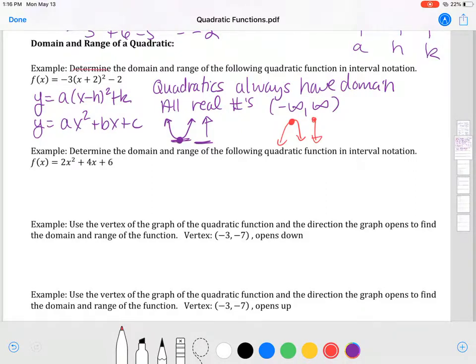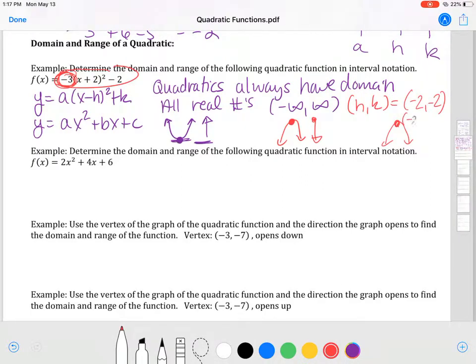So when I look at this problem here, I can see that my h and my k, my vertex, is going to be at -2, -2. And I know that this is going to be concave down because I have a negative in front here for my A. If my A is negative, it's facing down. If my A is positive, it's facing up.